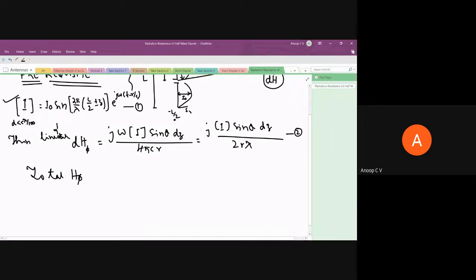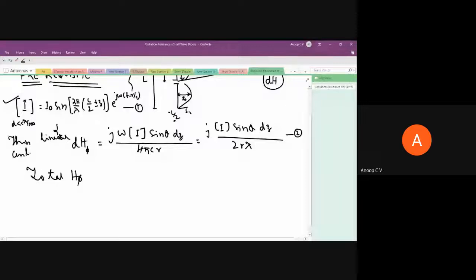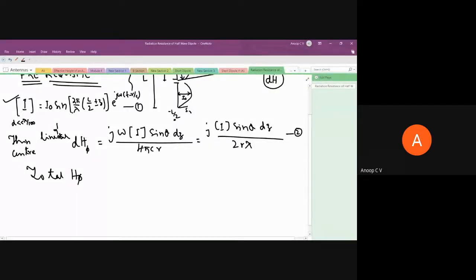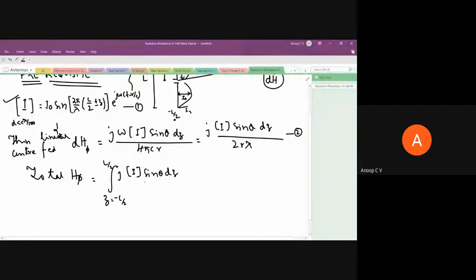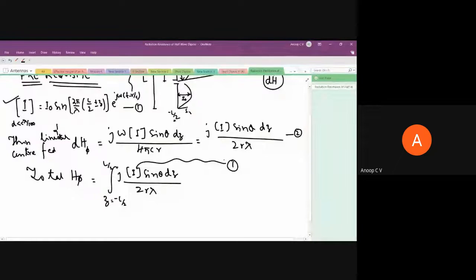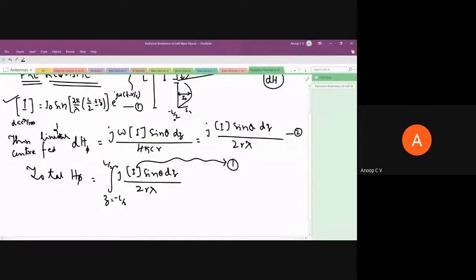And one more thing is that it is a center fed antenna. We are giving the excitation exactly at the midpoint, right? So thin linear center fed antenna. So the total H phi will be the integral over z from minus L by 2 to L by 2 of j I sine theta dz divided by 2 r lambda, where this I should come from equation number 1. So if you substitute, one more assumption I'm making is in e power j omega t minus r by c, that s by c and r are the same.